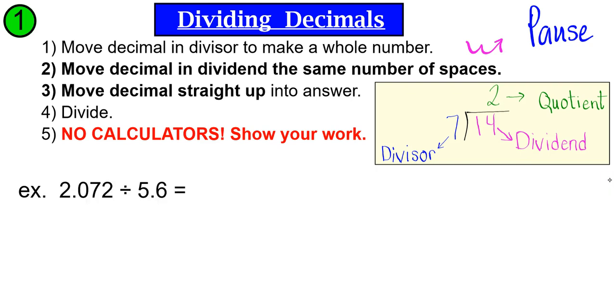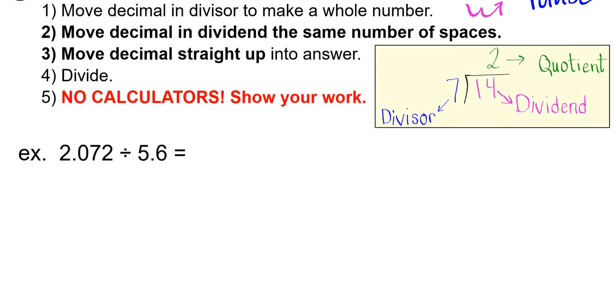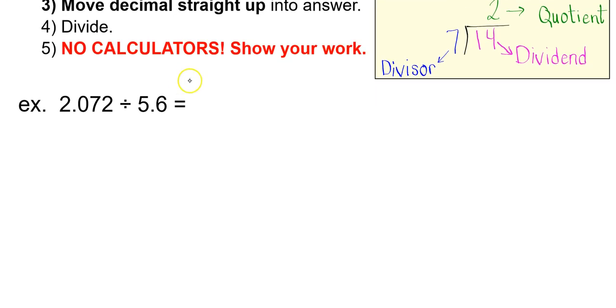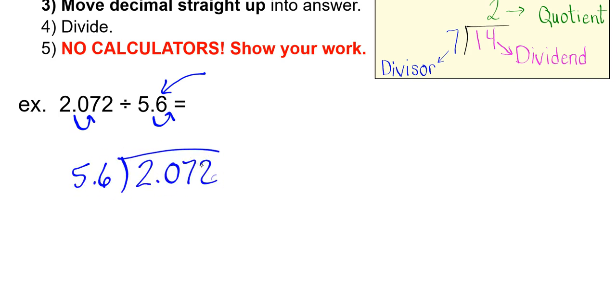All right, so let's look at our first example here. We have 2.072 being divided by 5.6. This right here is your divisor. So we need to make this look like a whole number. We're going to have to scoot that decimal over to the right one. And if we do that, we have to do the same thing with our dividend. So instead of writing your problem like this, we need to move that decimal over one here, move that decimal over one here, and the decimal goes right there in your answer.